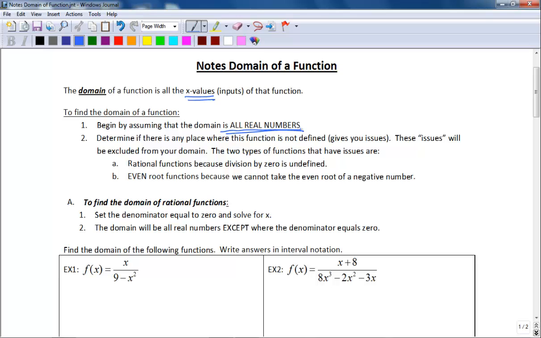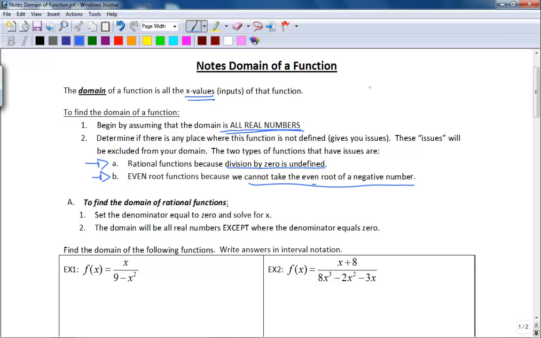Do I have issues? The only two kinds of functions that give us issues are rational functions, so functions that are fractions, and the reason for that is because division by zero is undefined. And the other type of function is an even root function, and that's because we can't take the even root of a negative number. We're going to get an i, and as we know from previous sections, you can't graph an imaginary number on the Cartesian coordinate system.